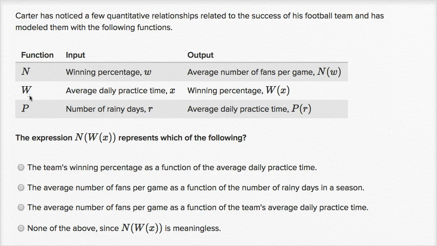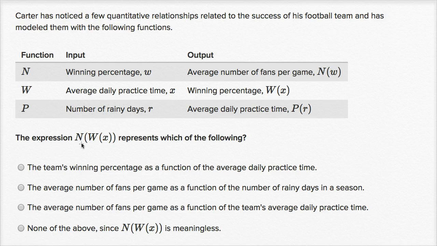Now this is the W, the input is the average daily practice time, X, and the output is the winning percentage. All right, that makes sense. Probably, once again, some type of a positive effect of practicing more is going to create a higher winning percentage. And this other function, number of rainy days R, and then average practice time. Yep, well, the more rainy days you have, that's going to lower your average practice time. So I definitely see how practice time P would be a function of number of rainy days.